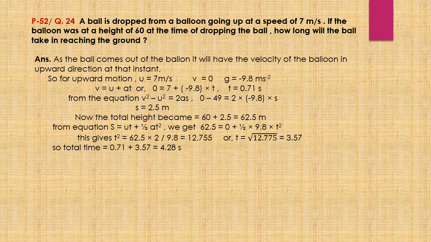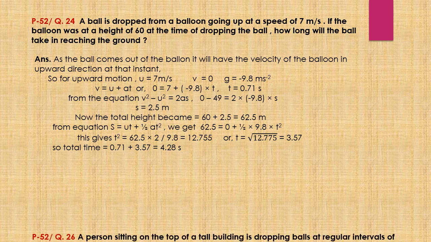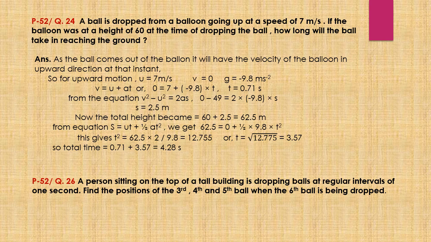From the equation s is equal to ut plus half at square, we get 62.5 is equal to 0 plus half into 9.8 into t square. This gives t square is equal to 62.5 into 2 upon 9.8 is equal to 12.755, or t is equal to under root 12.755, that is 3.57. So total time is equal to 0.71 plus 3.57, that is equal to 4.28 seconds.